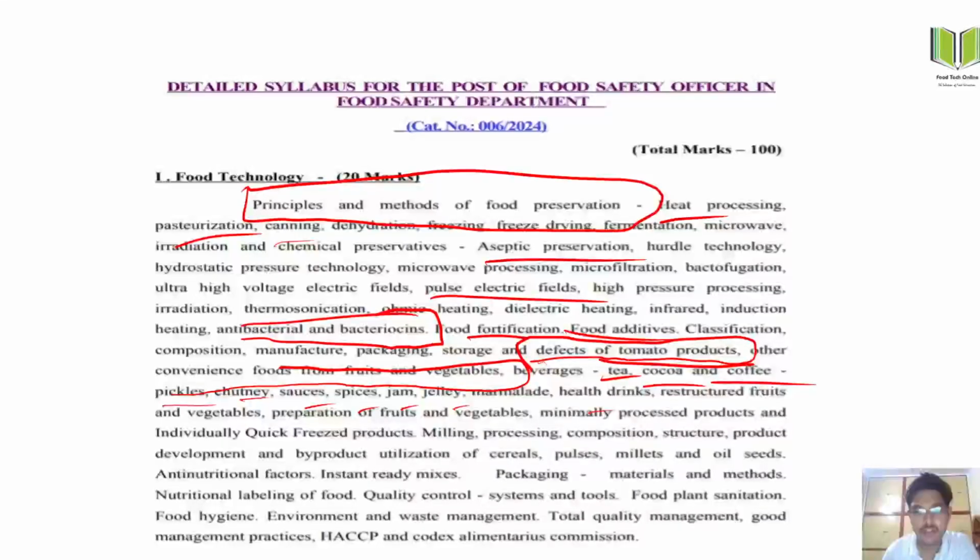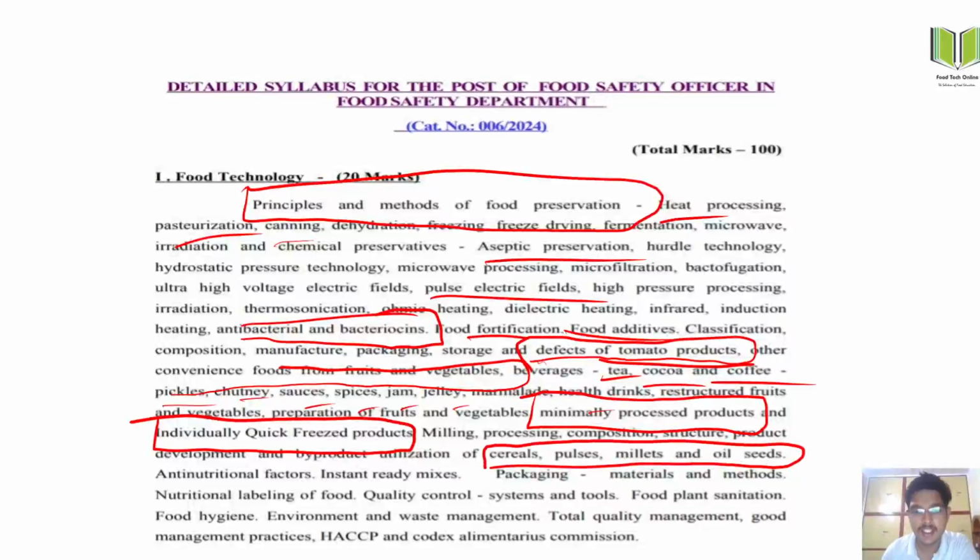When we move forward, there are some vegetables, preparation of food and vegetables, minimally processed food. It is an important topic because it is the new demand of the food sector that minimally processed food is asked. Then individual quick freeze products, this is also an important topic. Then some other processing like milling processing, composition of products of cereals, pulses, millet and oil seeds. So their milling and byproduct utilization are also important. These are some basic or major subtopics of your syllabus.